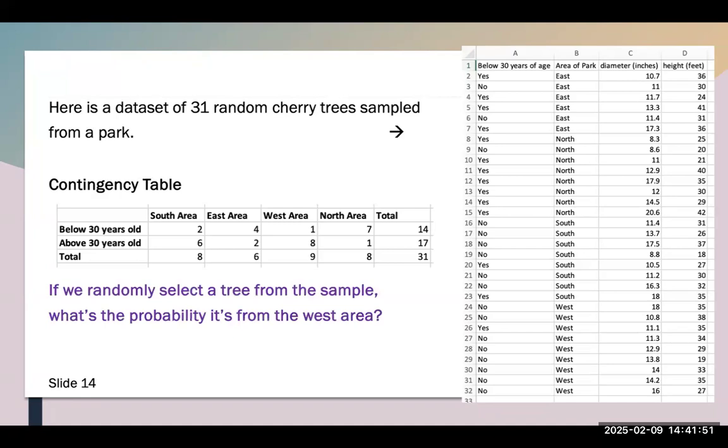Let's see if we can answer some questions based off this table. If we randomly select a tree from the sample of 31 trees, what's the probability it's from the west area? Pause the video and see if you can find that probability. Well, there are 9 trees from the west area, and that's 9 out of 31, which is 0.29.